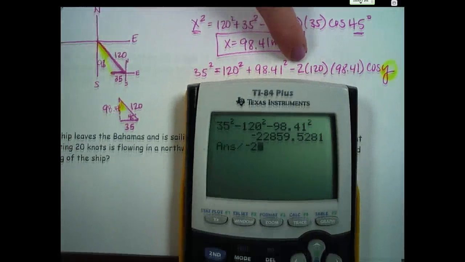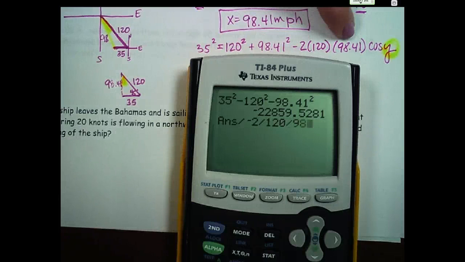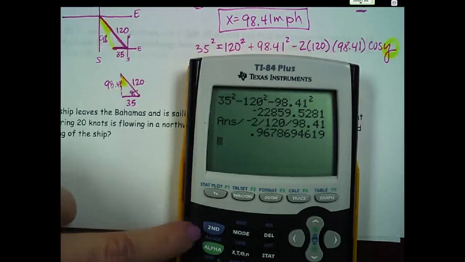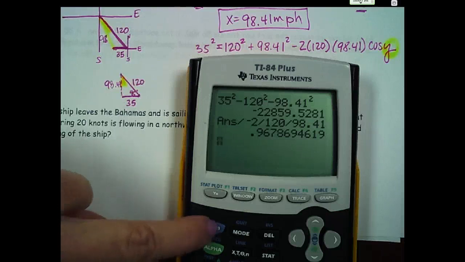Okay, you're going to divide by 120 and divide by your 98.41 and hit enter. And then you get this decimal, which is not your answer. That's not the angle. Remember, you take the inverse cosine to find y. So you do inverse cosine of your answer.